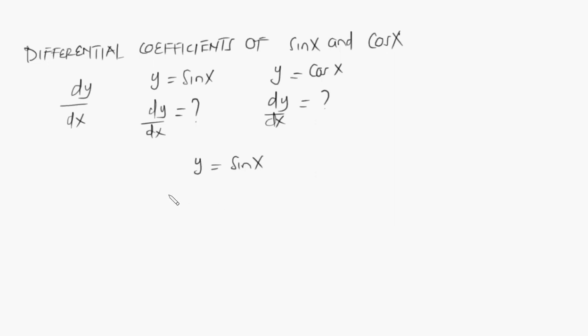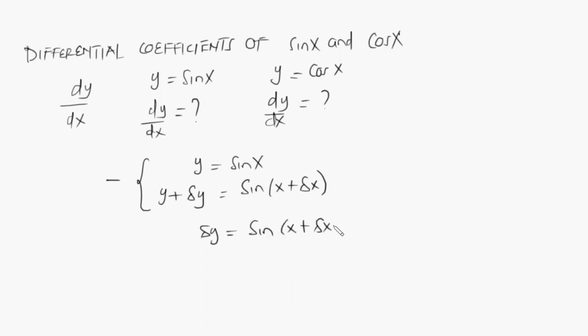So I know if y has increased by delta y, then x has also increased by delta x. You can revise the video on differentiation from first principle to see what I am doing here. So I'll take the equation down here minus the equation up here. If I subtract the two, I will get delta y equal to sine of x plus delta x minus sine of x.